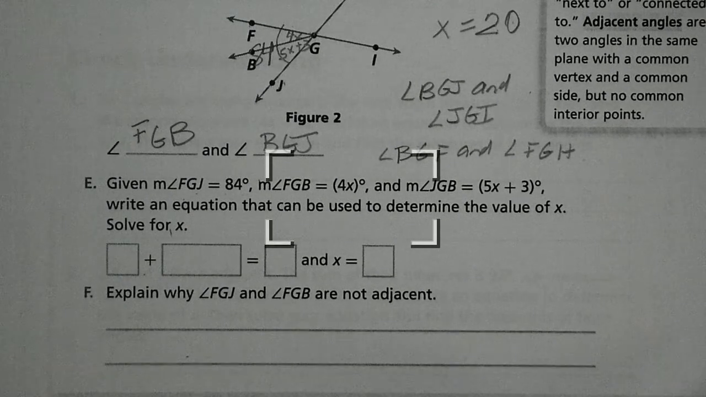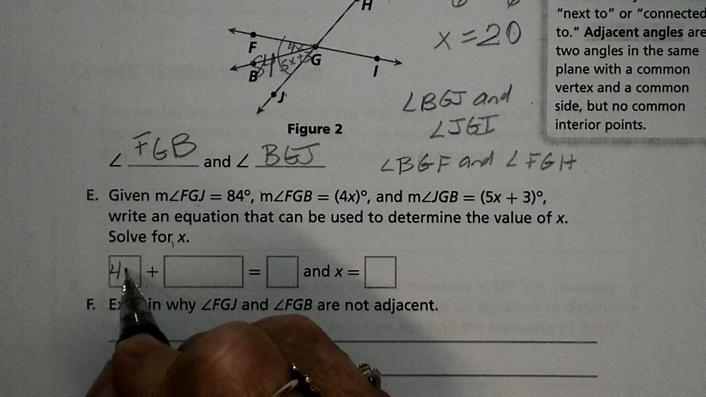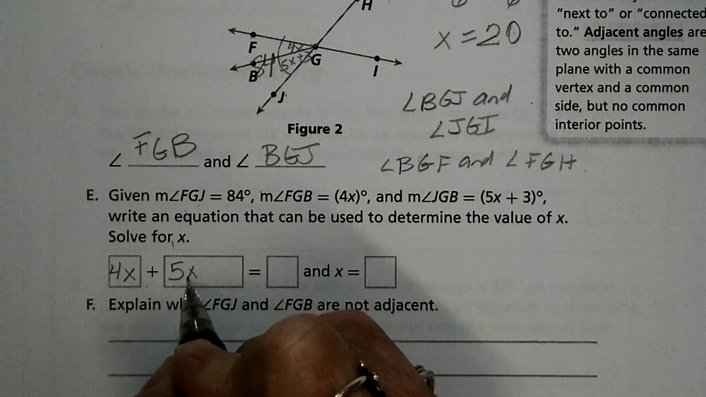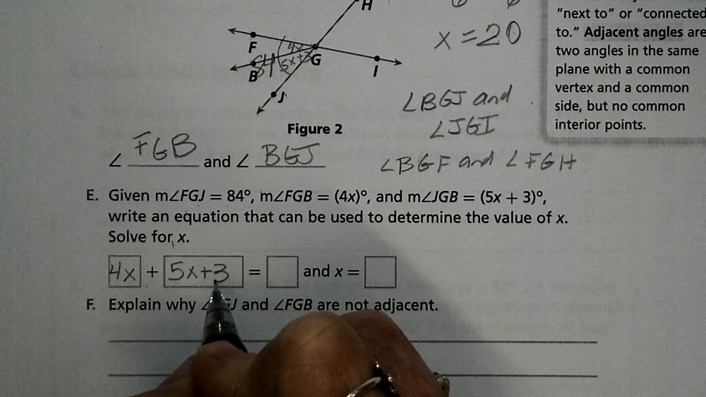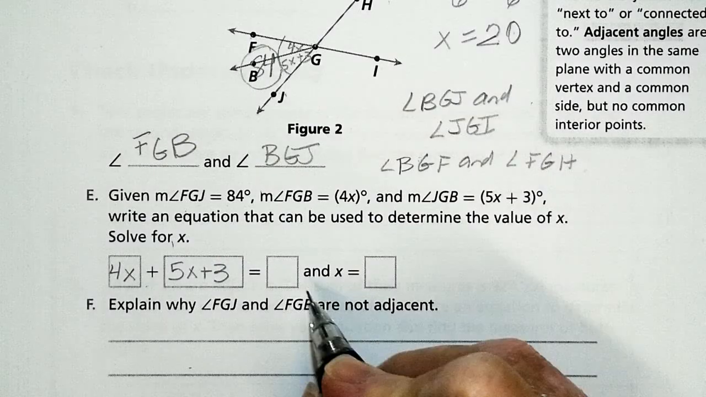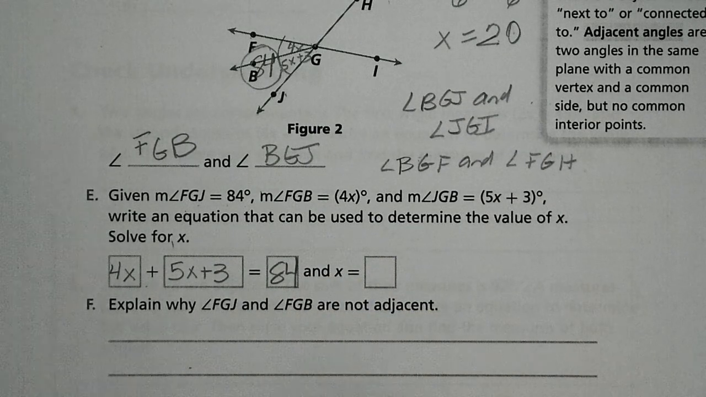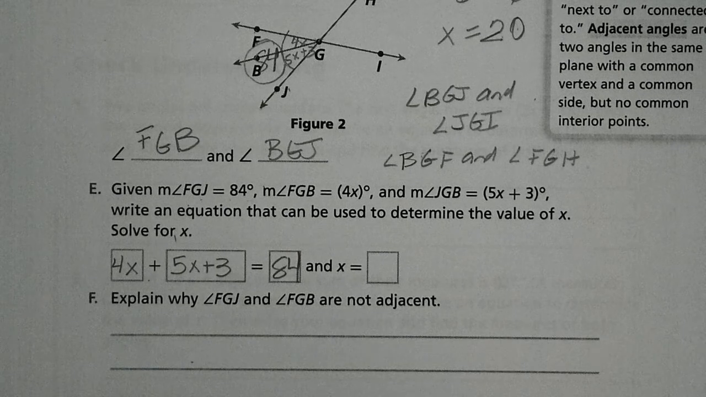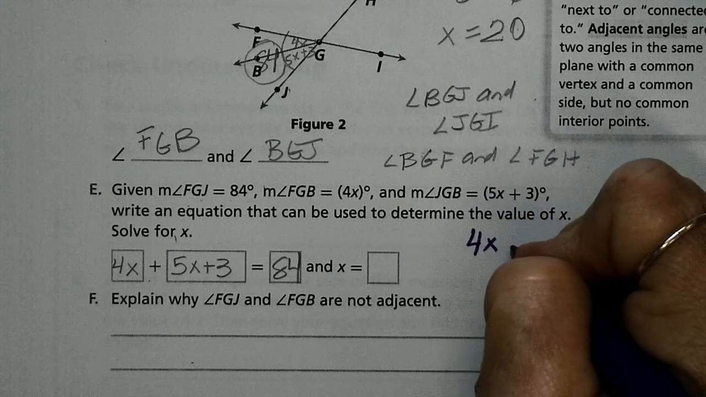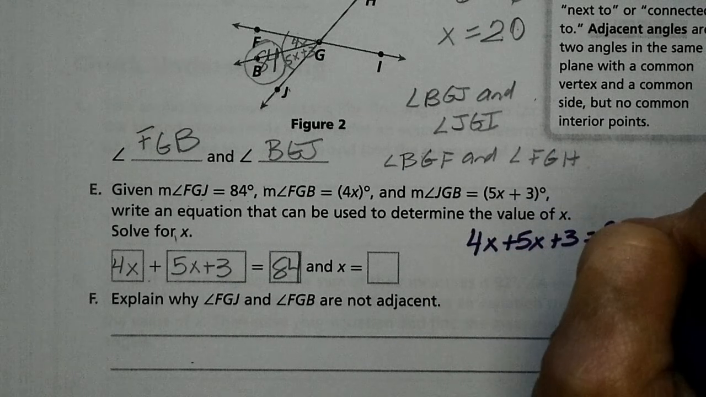Okay, so now we're going to solve for x. So I'm going to put 4x plus 5x plus 3. So these two angles together equal 84. All right, I'm going to rewrite it over here. So 4x plus 5x plus 3 equals 84.